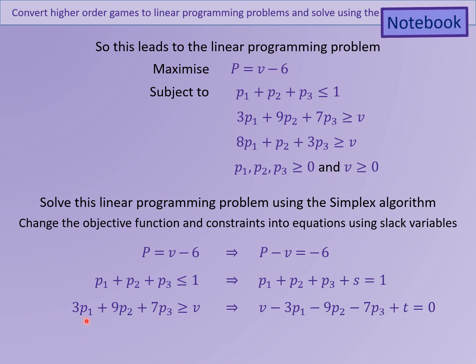Now, because I've decided to keep the V as a positive and bring everything to this side, that means it's got 0 on this side. This is less than 0, so therefore you add the slack variable. There's nothing wrong with you keeping it the same way. You would have had minus V minus T. It would have worked out the same.